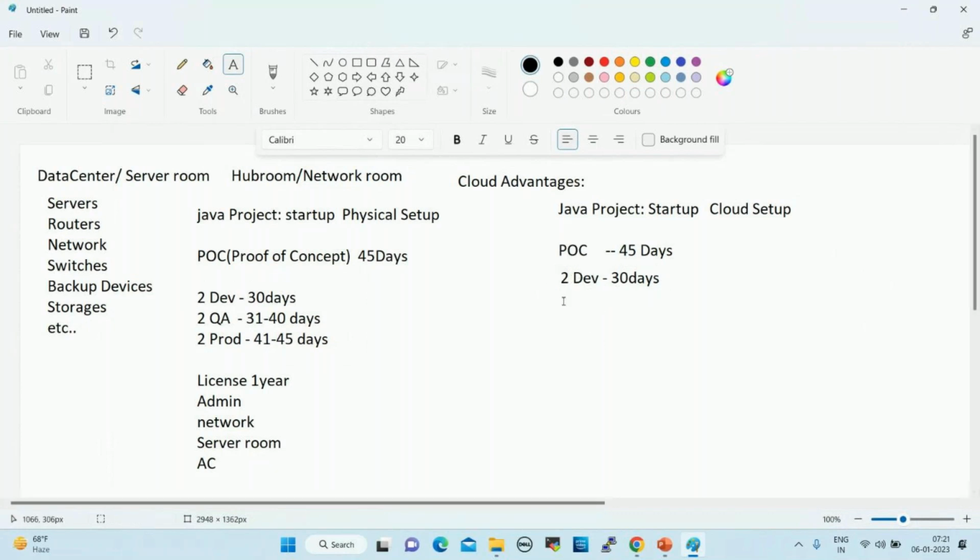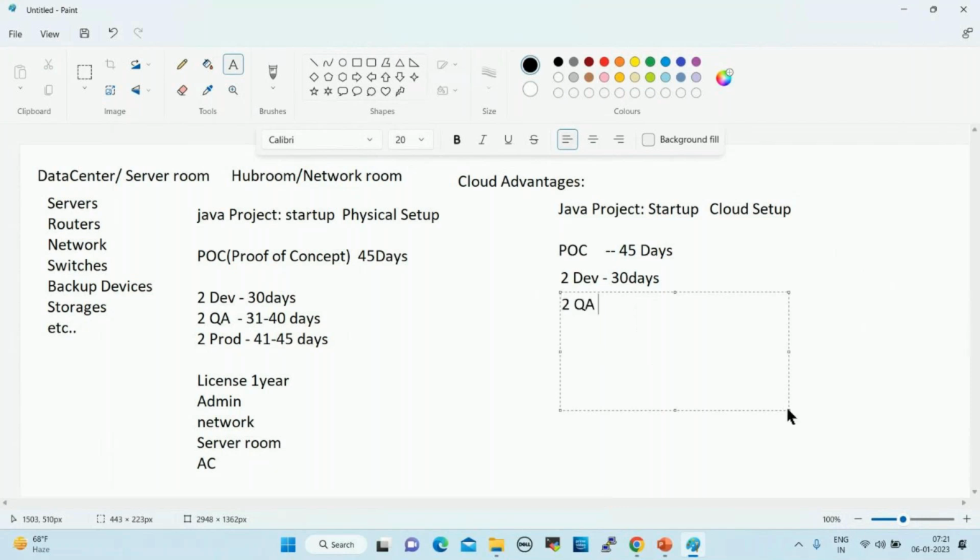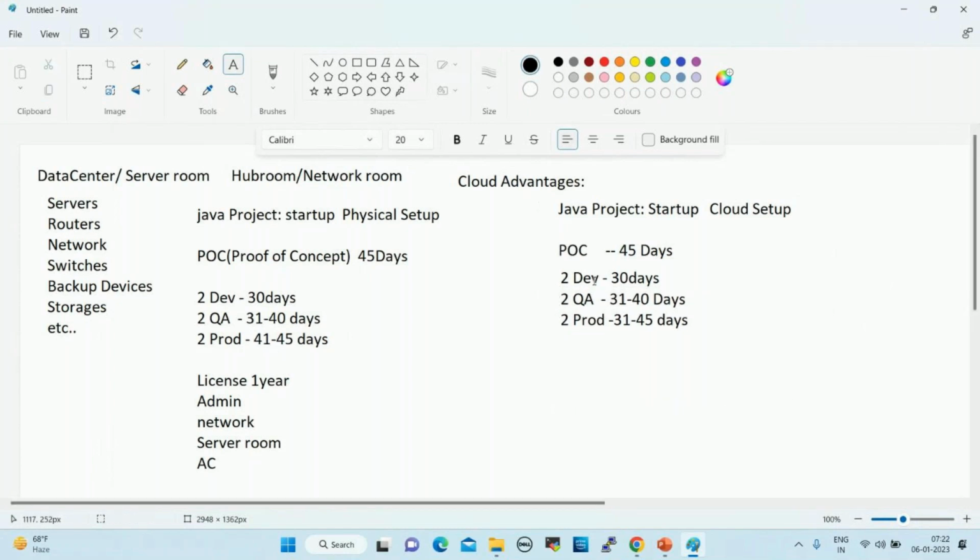Once development is completed, we can create two more servers for testing, QA. Once the testing is completed, you can create two more servers for the production environment, 41 days to 45 days. So whenever we need any servers, we can create them immediately within 1 minute, right? That is why we need not create all the servers at a time. Whenever we require, we can create the servers, right? Yeah, fine. So here also same.